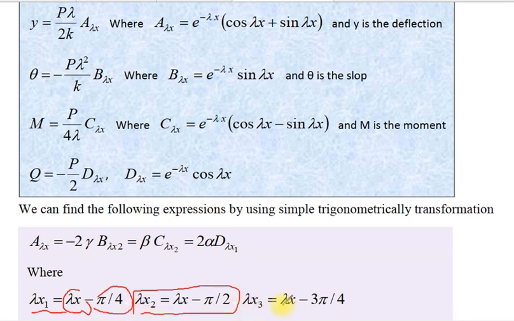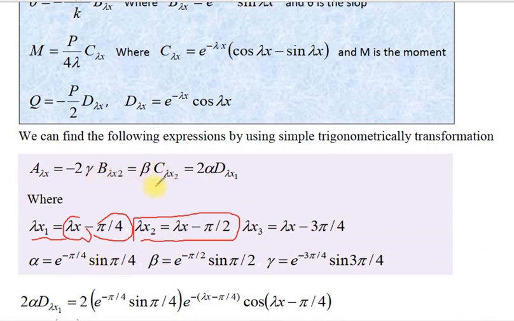Lambda x3 equal to lambda x minus 3 pi over 4. Alpha equal to e to the minus pi over 4 sine pi over 4, and beta equal to e to the minus pi over 2 sine pi over 2, and gamma equal to e to the minus 3 pi over 4 sine 3 pi over 4. One can obtain, for example, A from B or B from C or D from B and so on.